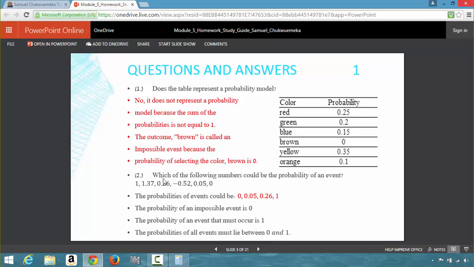So if you also look at question 2, which of these could be the probability of an event? 1 can be, 1.37 no, 0.26 yes, negative 0.52 no, 0.05 yes, 0 yes. Okay, so these are that.